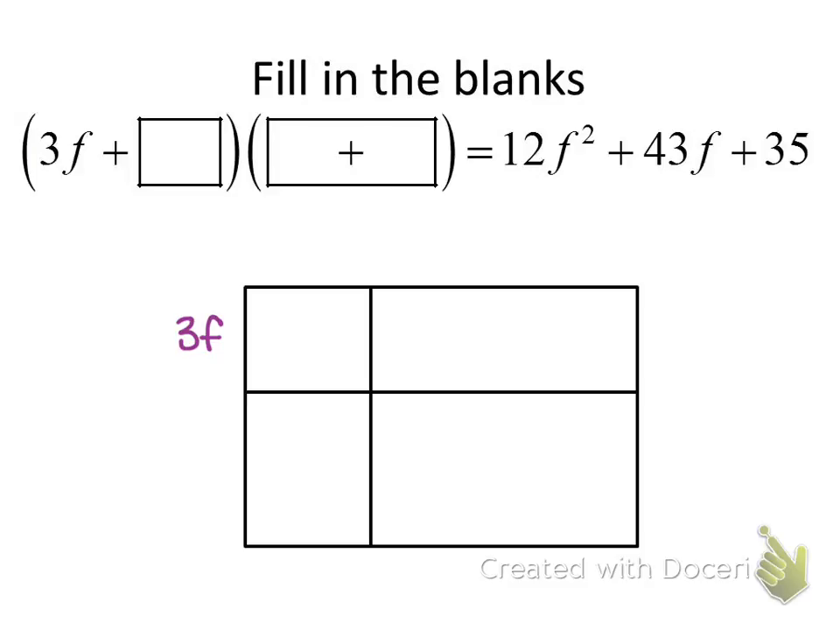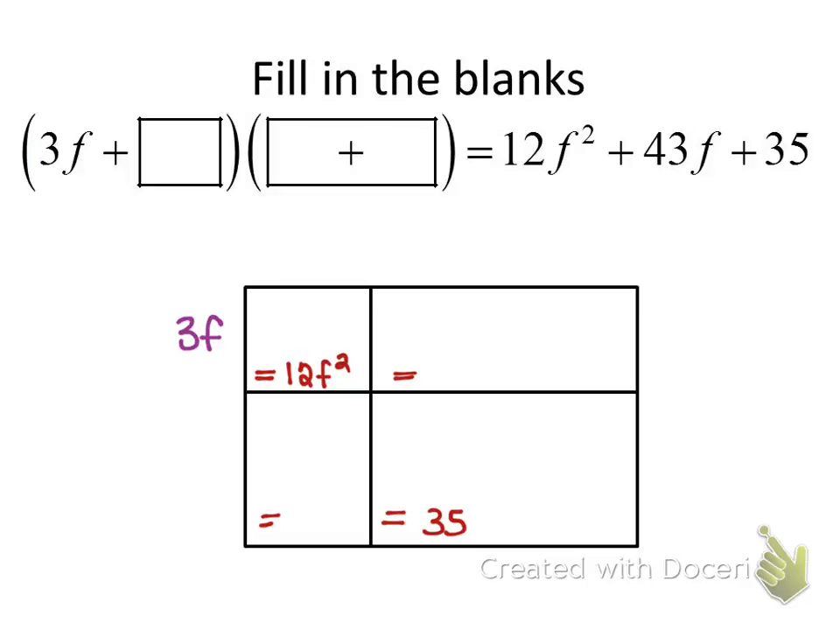So then our areas, where's 12F squared going to go? At the top. So 12F squared is going to be the area of our first rectangle. Okay? What's going to be the area of this rectangle? We don't know it yet. What about the area of the bottom left rectangle? 43F? No, it's not 43F. 43F is going to be the combined like terms of the second and bottom rectangles. What's the area of the back right rectangle? 35, so I can plug that in.